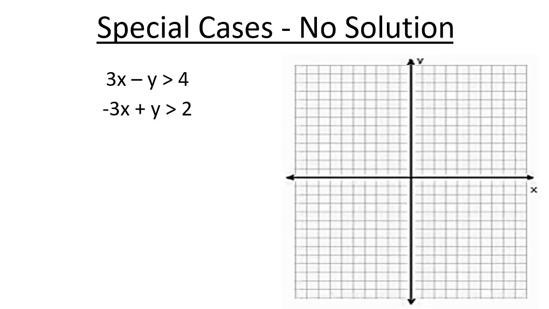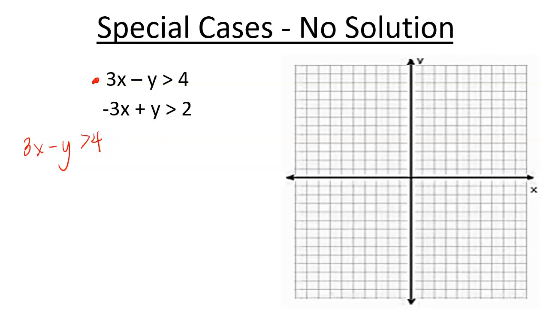All right, so here we go with Systems of Inequalities Part 2. So we're going to start today with special cases and look at what no solution is going to look like. So the very first thing we have to do, as always, is get these in slope-intercept form first. So let's do this first one. 3x minus y is greater than 4.